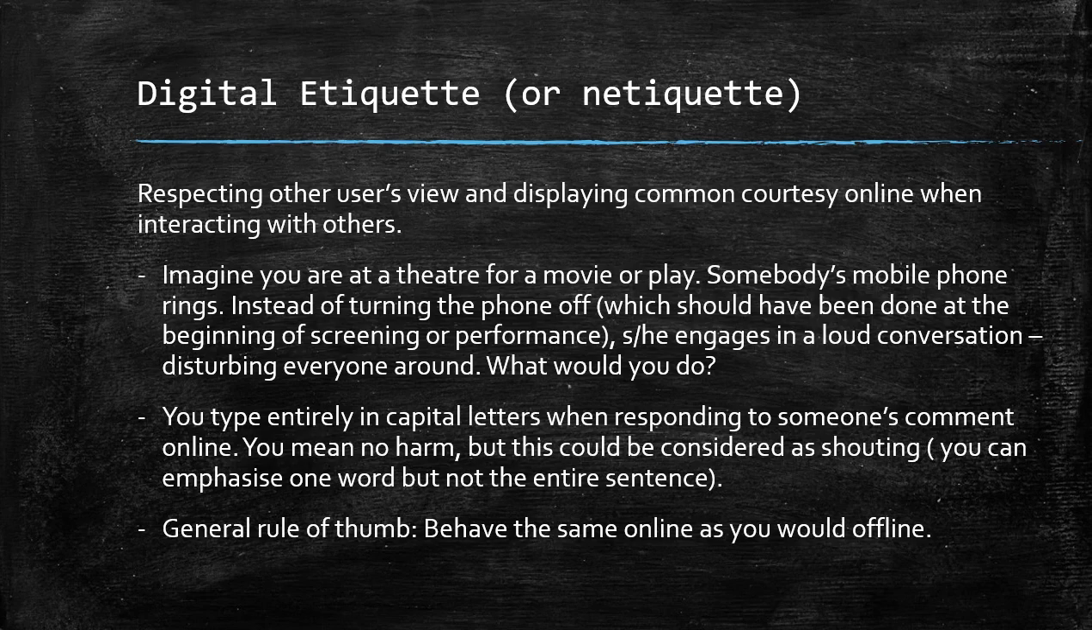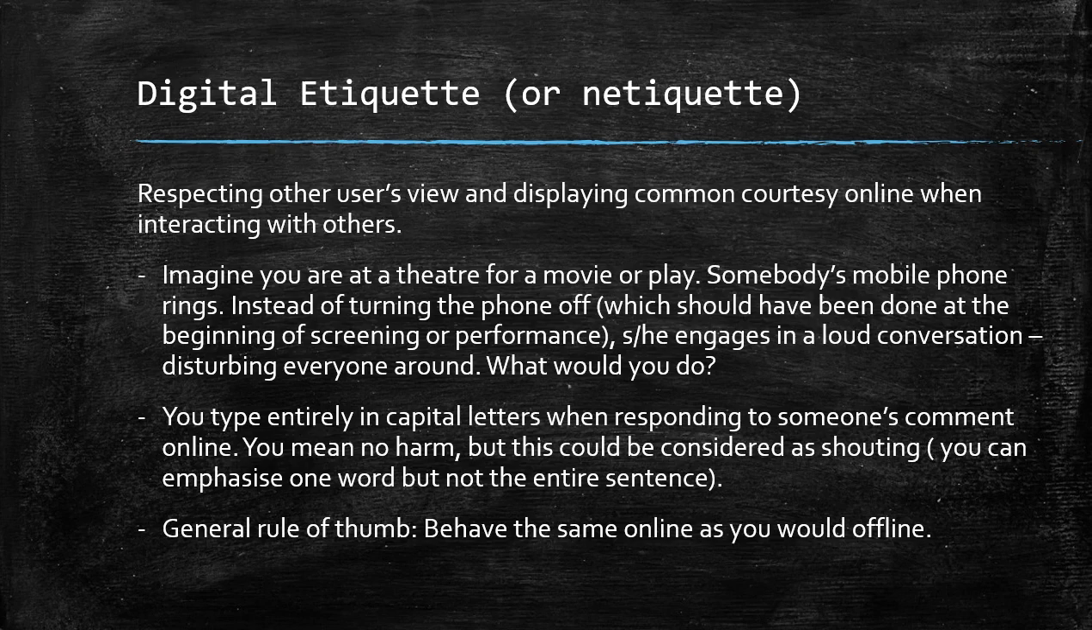Imagine you're at a theater for a movie or play. Somebody's mobile phone rings. Instead of turning the phone off, which would have been done at the beginning of the movie, he or she engages in a loud conversation, disturbing everyone around. So what would you do in that scenario? Ideally, you just instruct them, look, what you're doing is really insensitive. People have come here to watch this movie. Can you not bother us? But obviously, something like this should not even have to be mentioned. This is something people should have, ideally, with common sense. When it's disturbing people, I should probably take this outside.